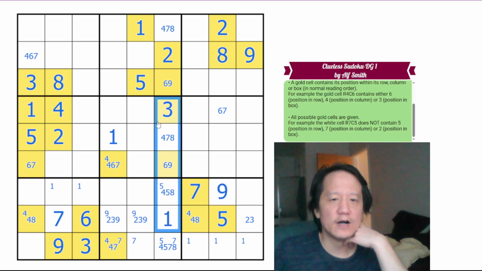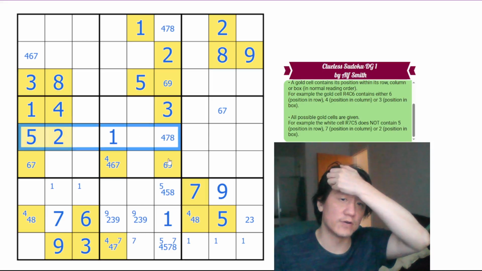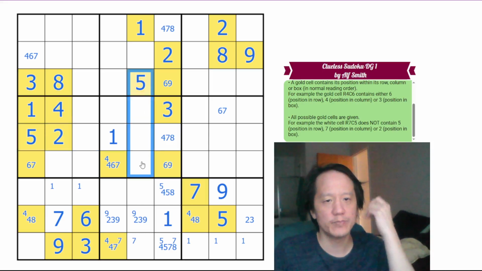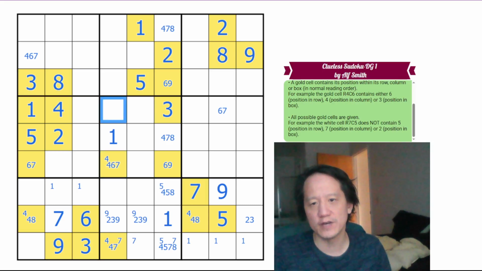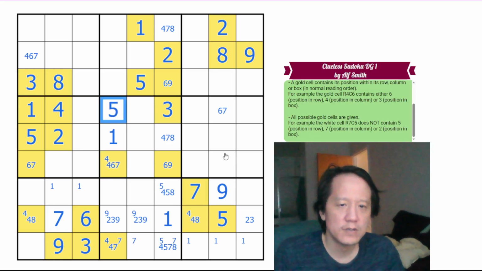Where is the 5 in box 5? Can't be here because of what the 5 here, and this must match the gold cell. Can't be here. This must match the gold cell, so 5 has to be here. Okay.